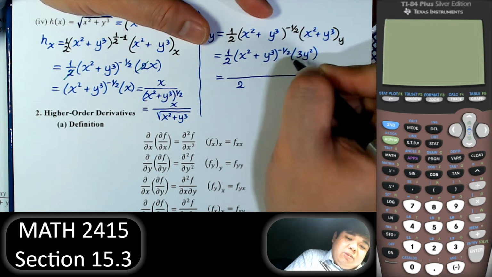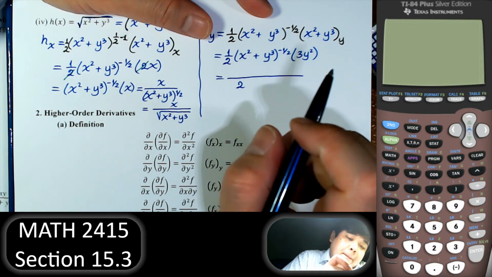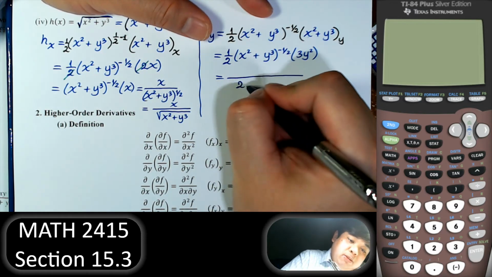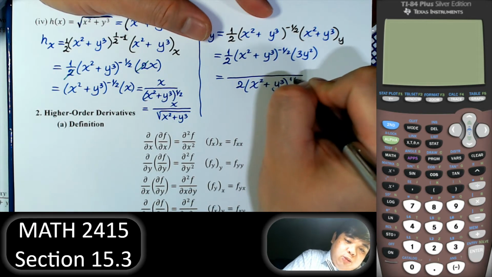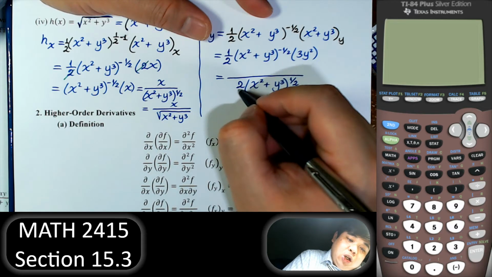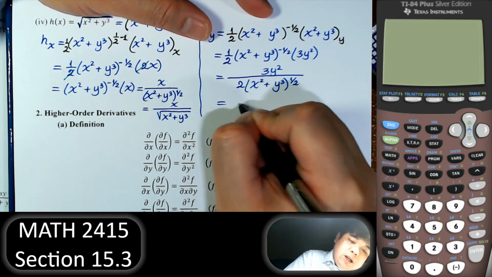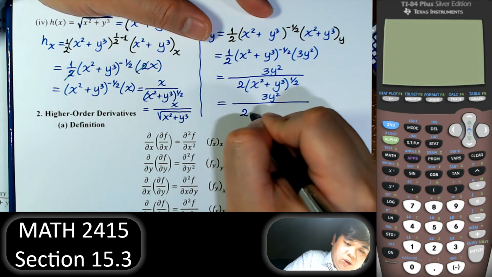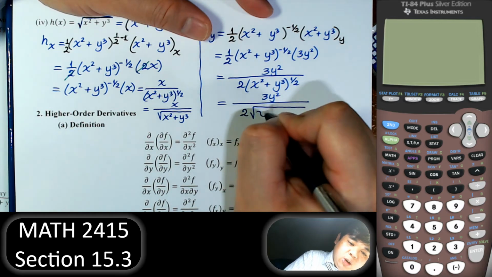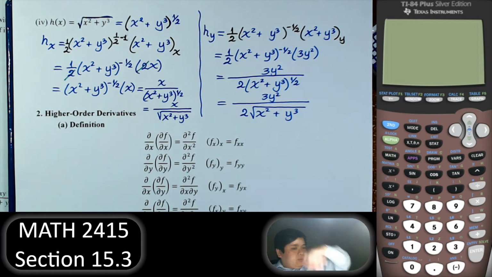That power thing, actually this is the answer. If you want to, you can just stop there. But if you want to, you can move this to the bottom and turn it to positive. The 2 at the bottom, the 3y squared will stay on top. So we have 3y squared over 2 times x squared plus y cubed to the 1/2, and the 1/2 power is equivalent to square root. That's what we have. Right. So that is the derivative.